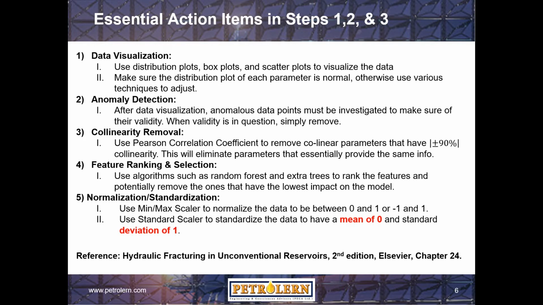If the Pearson correlation coefficient is, let's say, not as high as 0.9, then you can just keep those parameters. But if the Pearson correlation coefficient says that these two parameters are heavily collinear, then definitely consider removing one of the parameters, because they both provide the same information. So you're just introducing more noise into the model that is not necessary. So collinearity removal is a very important thing to do.